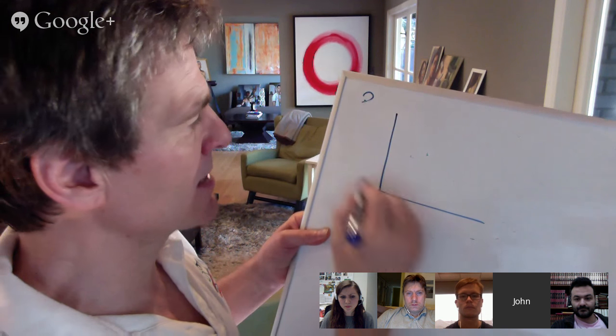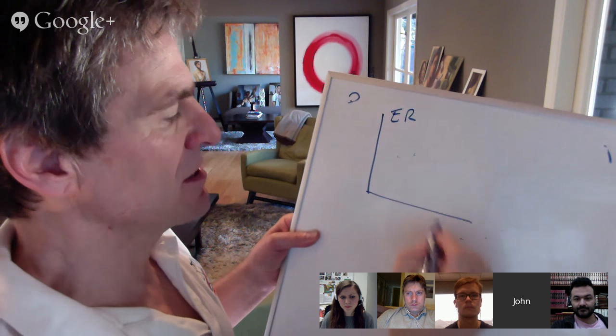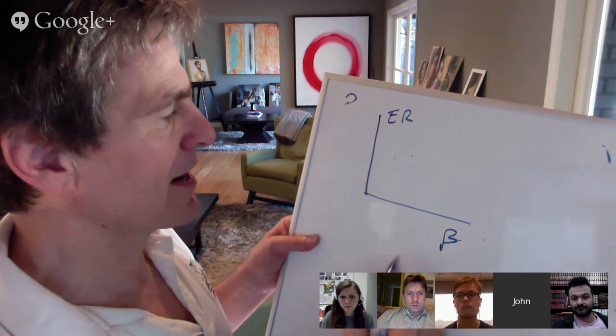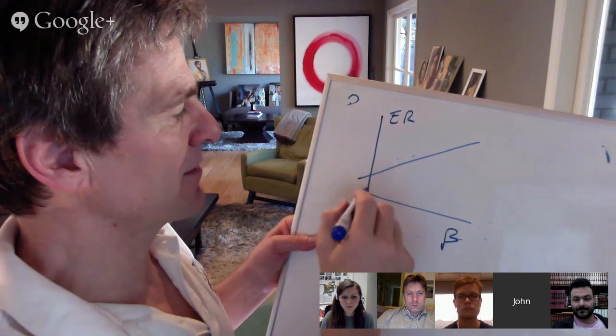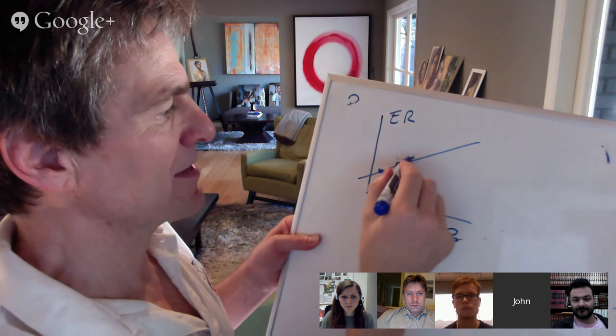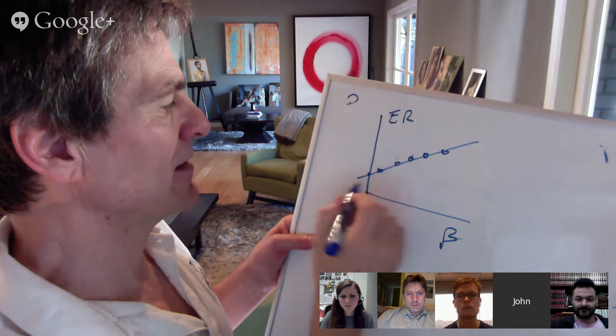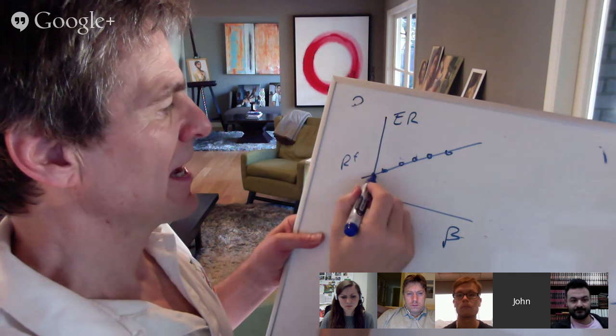We usually write expected return versus beta, right? And then we graph that, that's our graph of where things should be. And let's see, there's the risk-free rate.